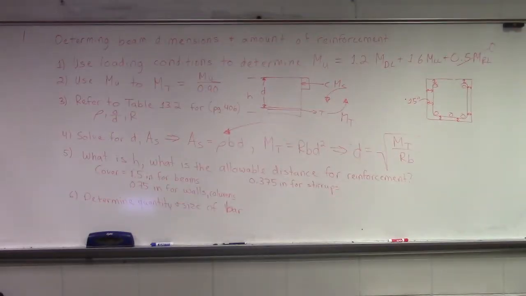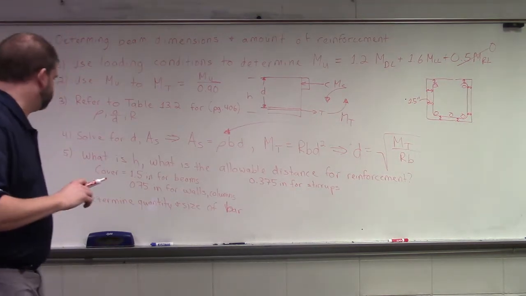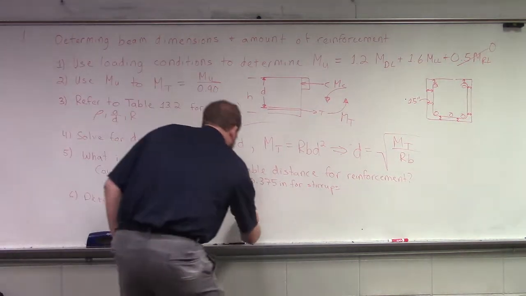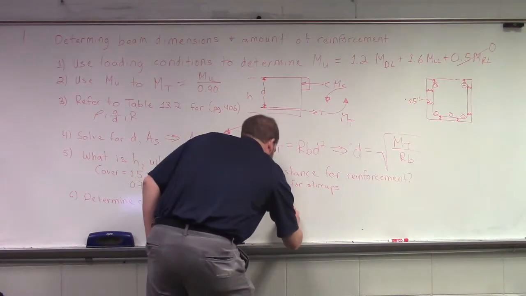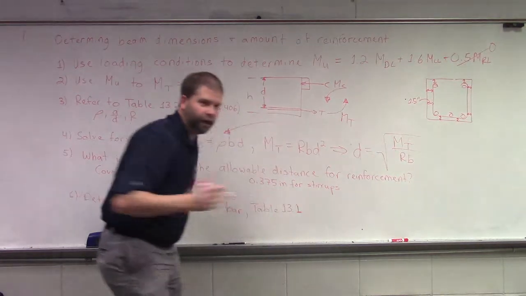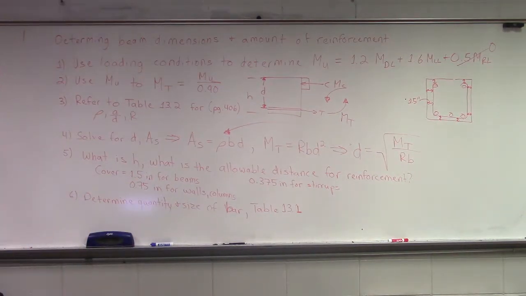And then we use a table. What was that table? 13.1. Table 13.1 will have your areas and your diameters for your various bars, okay?